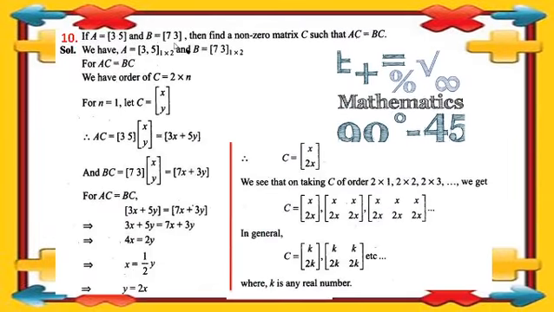10th question, if A is this matrix, B is this matrix, then find a non-zero matrix C such that AC is equal to BC. So here, first of all, we should decide the order of matrix C. AC, we have to multiply A with C. So what we have to check, we can find out that the order of matrix C should be 2 by n, and one by one we can take all the values of this n. If we take n as 1, so the matrix C will be x and y, meaning 2 rows and 1 column. Rows will be fixed, but columns may vary.